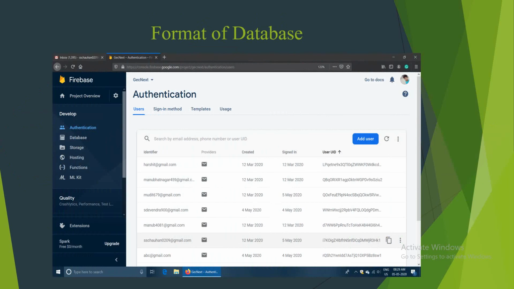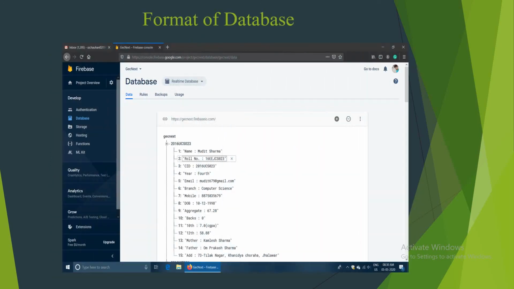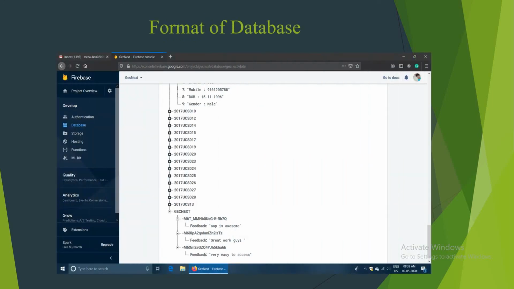Now this is the format of our database. Whoever is registered in our application, we can get his email ID. Now this is how our database looks. And in the last 3 points you can see the feedback that is provided by the users.